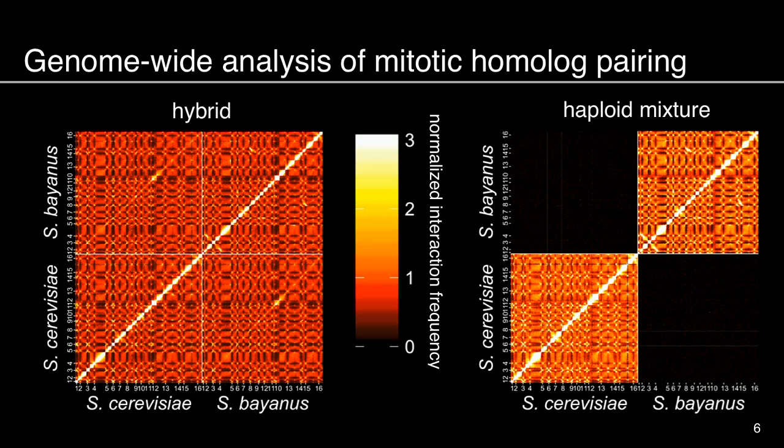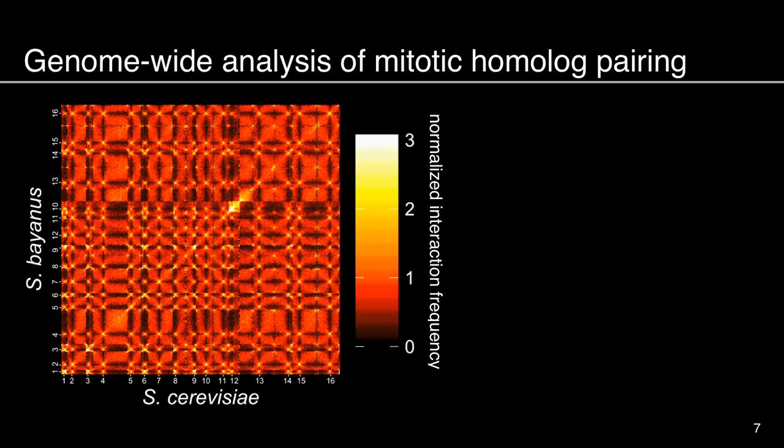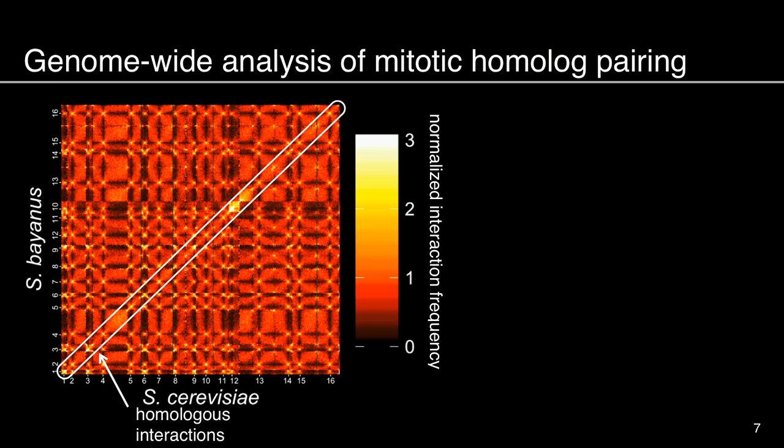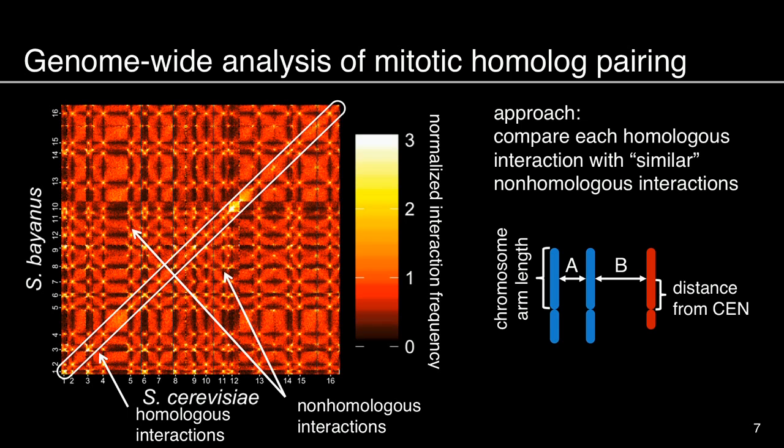Now, for the purposes of looking at mitotic homolog pairing, we want to focus on this quadrant up here, which represents interactions between a cerevisiae chromosome and a bayanus chromosome. The question we want to ask is, are the homologous interactions, which are along this diagonal here, stronger on average than non-homologous interactions?